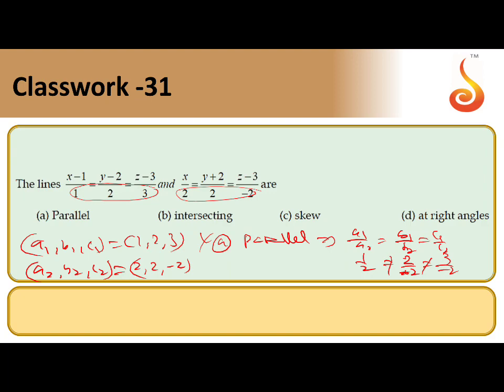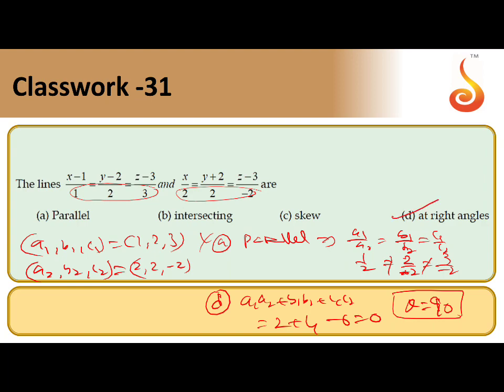Now go to the right angle condition. So we have to check the right angle condition: a1 a2 plus b1 b2 plus c1 c2. So what is it? 2 plus 4 minus 6, 0. So a1 a2 plus b1 b2 plus c1 c2 equal to 0 means they are at right angles, theta equal to 90. If a1 by a2 equal to b1 by b2 equal to c1 by c2, they are parallel. If a1 a2 plus b1 b2 plus c1 c2 is 0, they are at right angles.